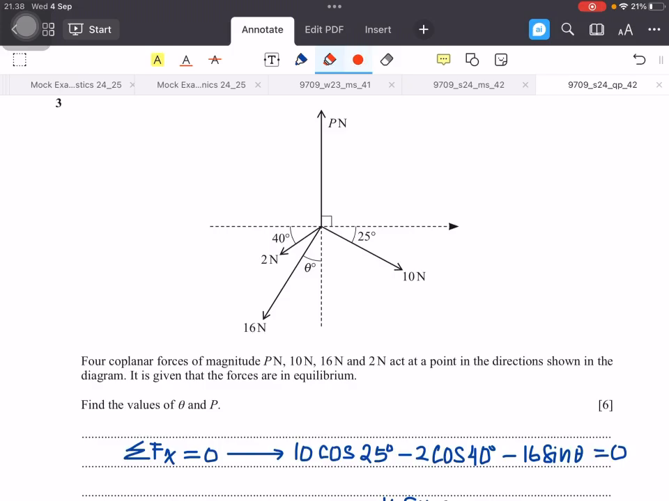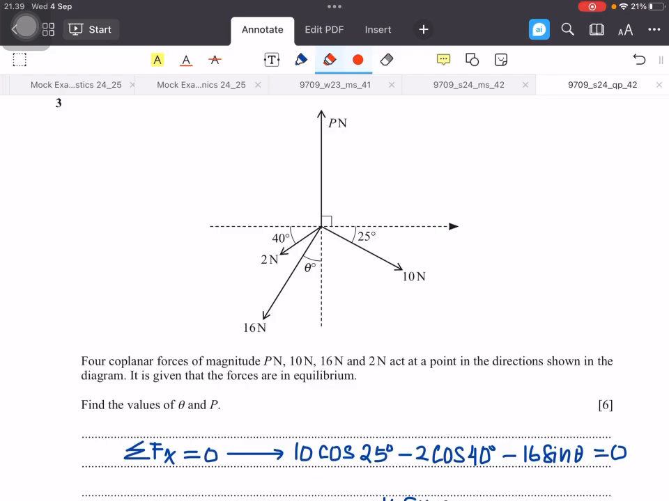Question 3. Four coplanar forces of magnitude P newtons, 10 newtons, 16 newtons, and 2 newtons act at a point in the direction shown in the diagram. It is given that the forces are in equilibrium. Find the values of theta and P.